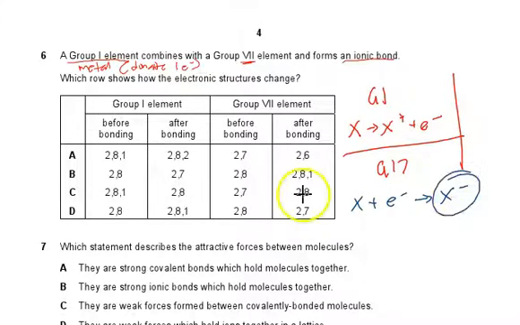Okay, so this is the difference. So before bonding, they must have 1 electron. Okay, 1 electron. And after bonding, they have to donate. So this is correct. And before bonding here, they must have 7 because it's group 17. So they must have a valence electron of 7. And they will add 1 after the bonding and they will become 2.8. So this is the best answer here. 6 is C.